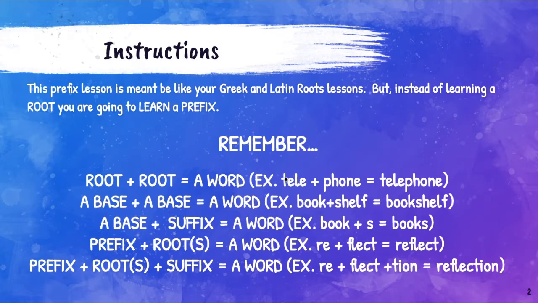And then you can have a base plus a suffix equals a word. So book plus s equals books. A prefix plus a root equals a word. So here's our prefix re, here's our root flect, reflect. A prefix, a root, and a suffix can equal a word. So re plus flect plus shun equals reflection.